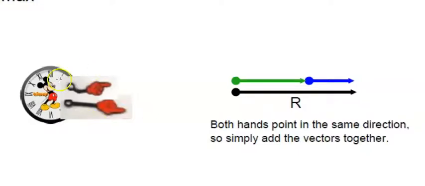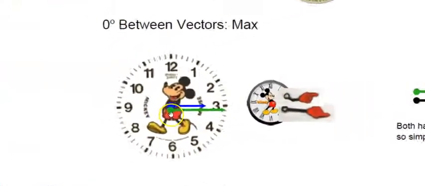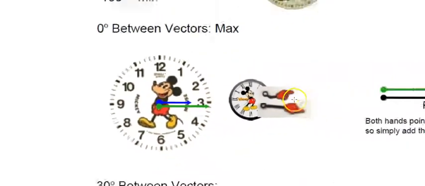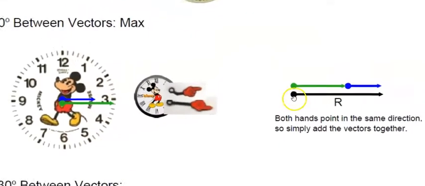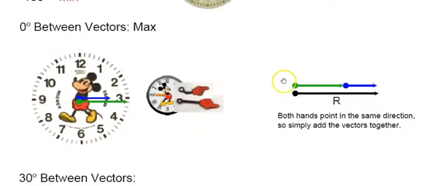We can see the Mickey Mouse hands magnified here, and they're both pointing in the same direction. So one vector is represented by a green vector arrow and the other vector is represented by a blue vector arrow. When there's 0 degrees between them, you can translate one of these arms in front of the other. Here's green, here's blue, and the sum total, which is this black resultant, is the net force, meaning the total force of the green plus the blue. Both hands point in the same direction, so you simply add the vectors together. That gives you a maximum effect. 0 degrees produces the maximum effect.